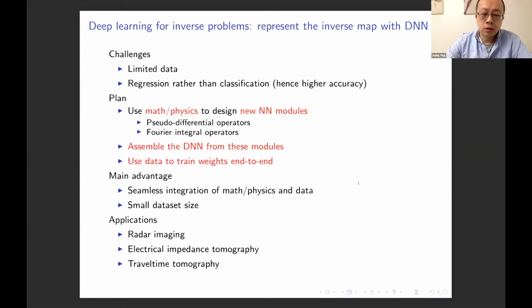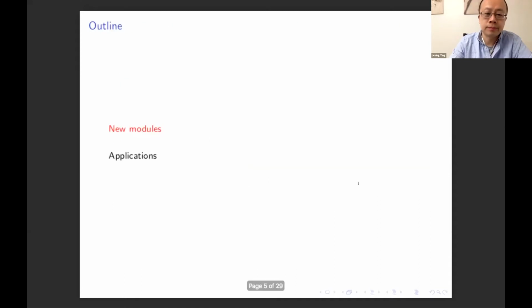By using this seamless integration, in many cases we see that we can get away with a rather small data set. The amount of data we need is not in the millions or tens of millions; rather, in some of the applications that I'll show you towards the end of the talk, we only need about 1,000 or 10,000 samples. The applications I will go over in this talk are one from radar imaging, one from electrical impedance tomography, and finally one from travel time tomography.